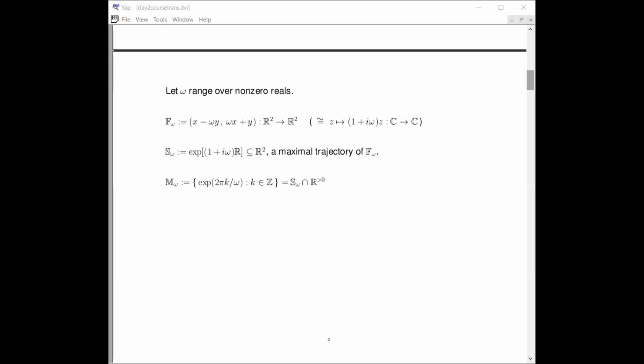I should also mention that basically every maximal trajectory of F omega is just a complex multiple of spiral omega. So this is the log spiral, with angle omega or something like this. And we'll remind ourselves that I'm also using this notation of m sum omega, which is the cyclic multiplicative group right here, but it also happens to be the intersection of spiral omega with the positive real axis. And these are easy things that can be checked. We will need some notation at some point, and hopefully won't need too much more than this.